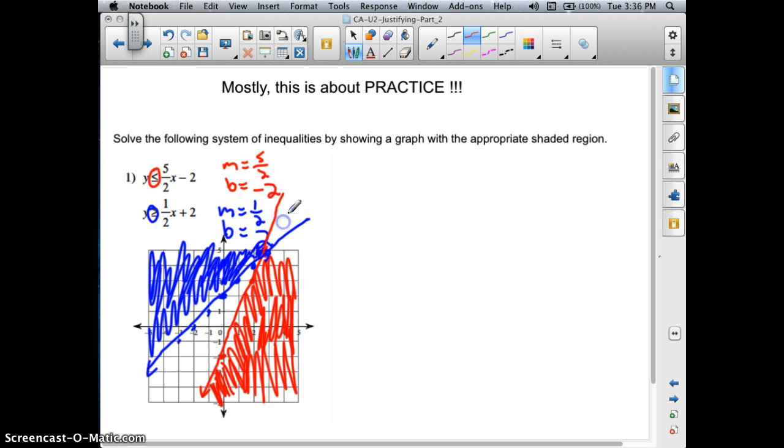So usually this will land on the graph, but it is possible that the overlapped region would be sort of off the graph. Let's look at the next one.